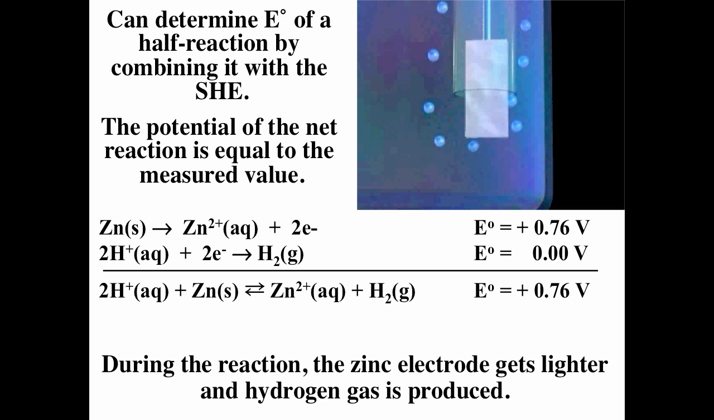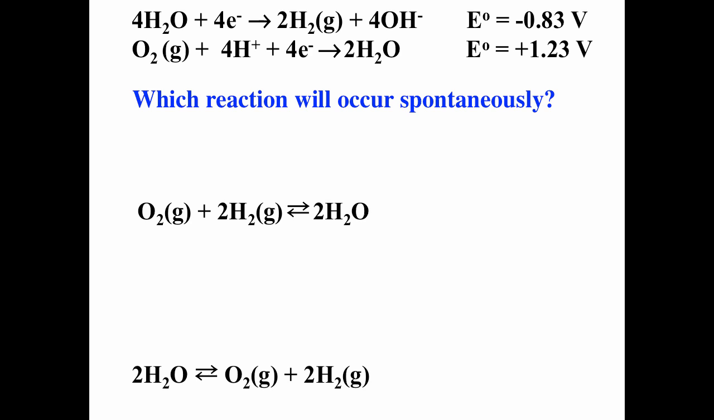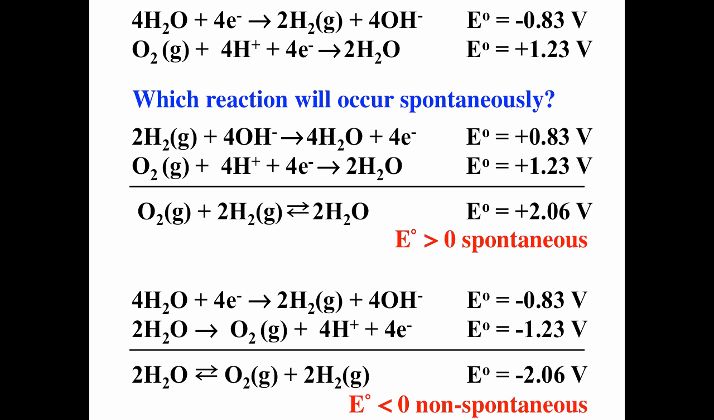And so again, we can measure potentials of half reactions by combining them with the standard half cell potential. Now we can look at these 2 reactions. So we have O2 plus 2H2 going to 2 water, or 2 water going to O2 plus 2H2. Now we can actually just look at what's more stable. And so the water is actually more stable. And so you should say that the top one should be spontaneous and the bottom one should be non-spontaneous. You could also combine the potentials above and come to the same conclusion.